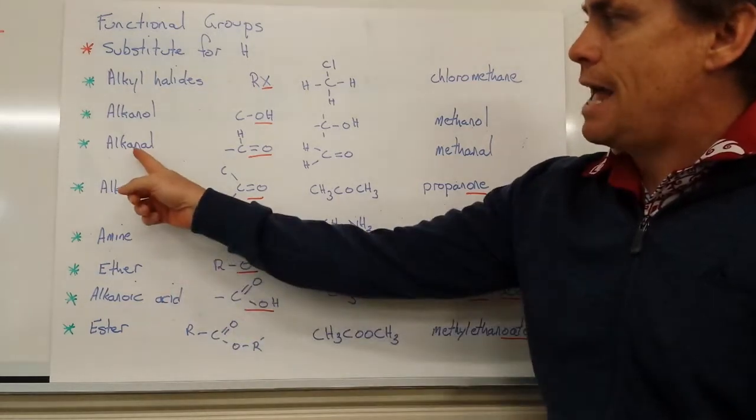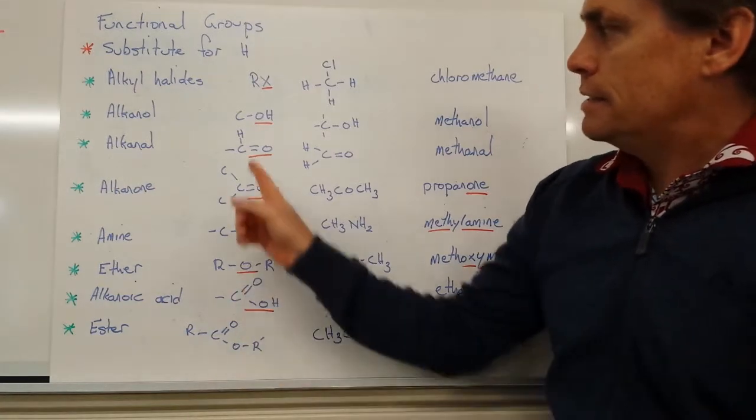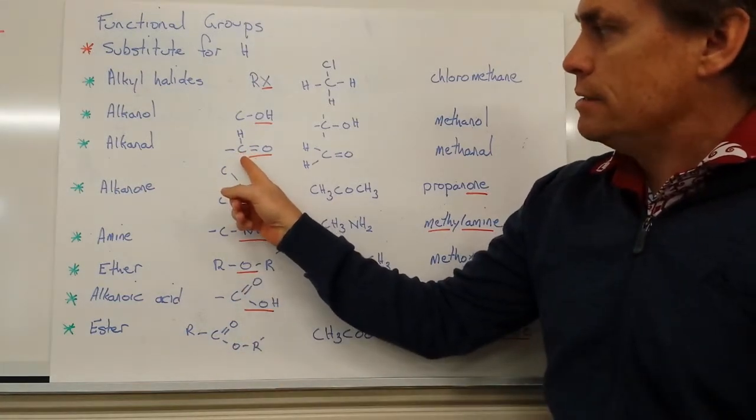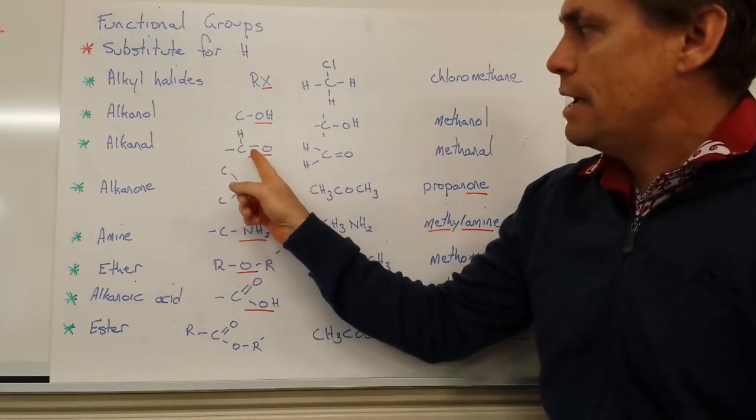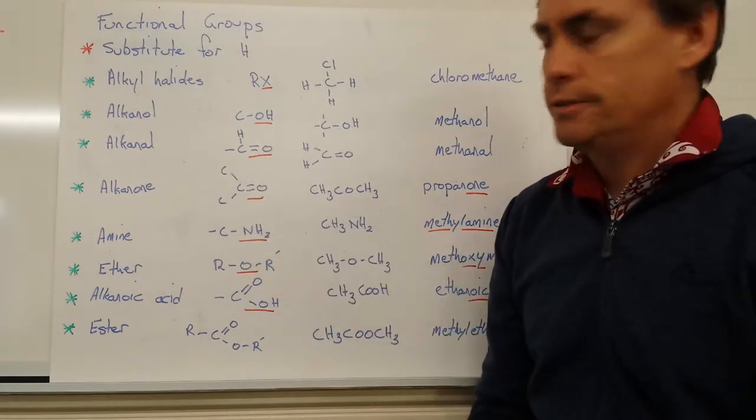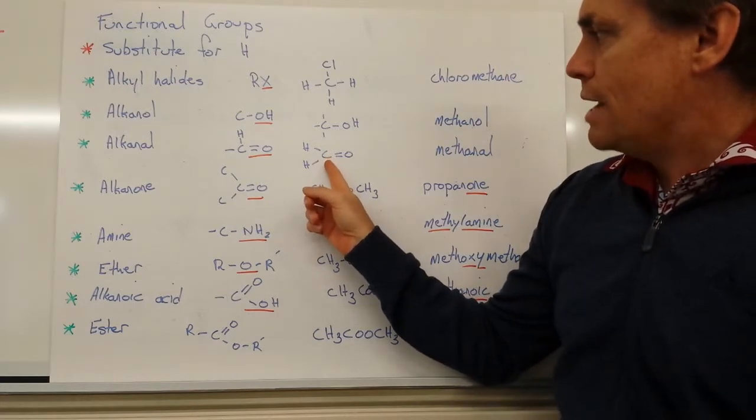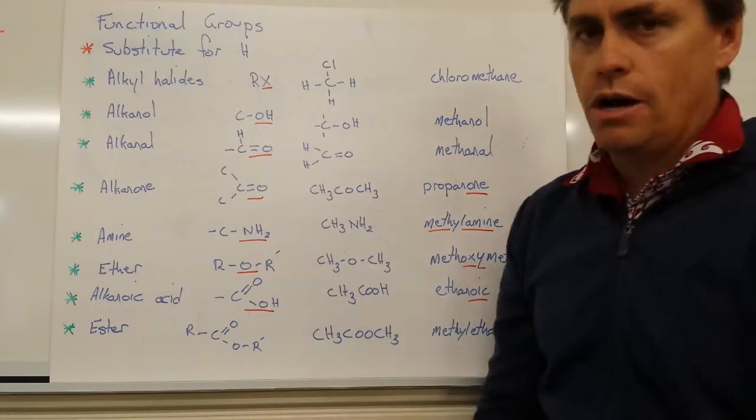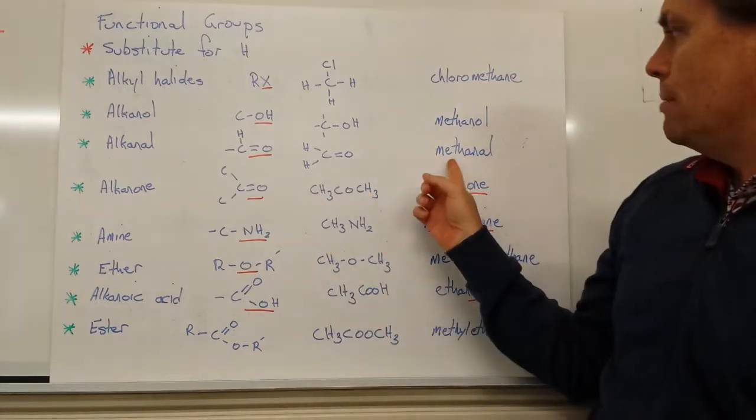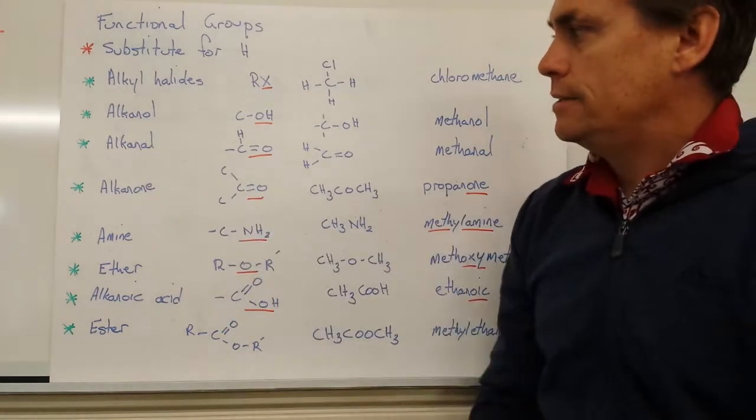We can also have an alkanal, A-L as opposed to O-L, and in this case, to our carbon, which is a terminal carbon, or a carbon at the end of the chain, we have a double bond to an oxygen. So we have a simple molecule. This one here is one carbon bonded to an oxygen by a double bond, and to two hydrogens. This one we call methanal. The A-L denotes the alkanal.